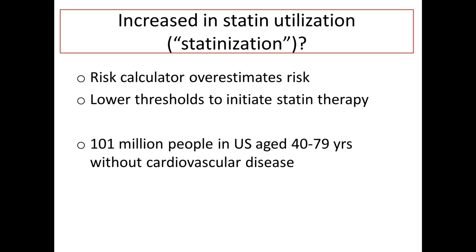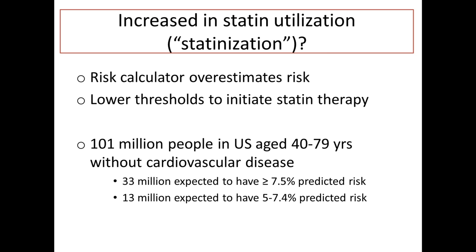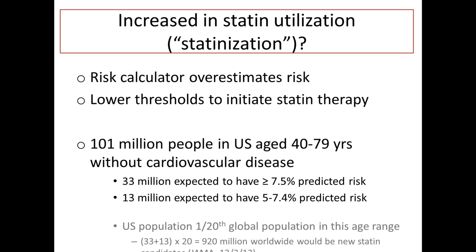Now this is going to be a calculation made, as I'll show you in a minute, from a publication that 101 million people in the U.S. aged 40 to 79 years of age don't have cardiovascular disease. 33 million of these are expected to have a risk by this new prediction tool of greater than 7.5% and will be a candidate for statin therapy. 13 million people have a risk between 5 and 7.5%, and the guidelines recommend that you really consider statin therapy in this group of people.